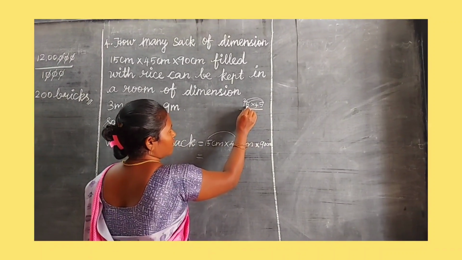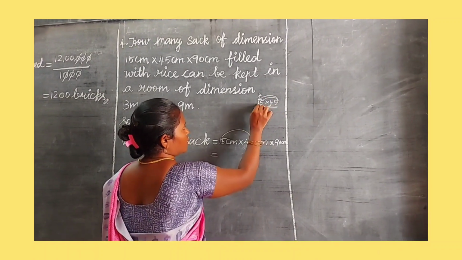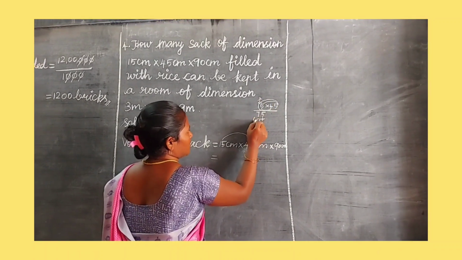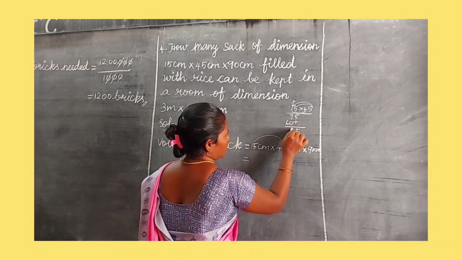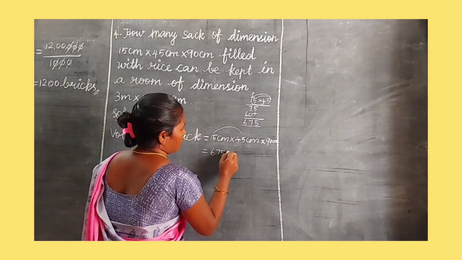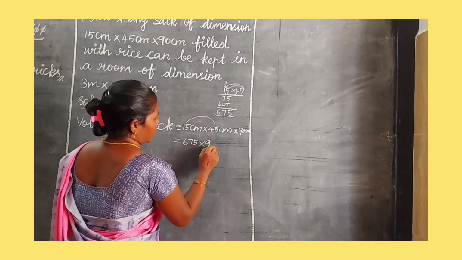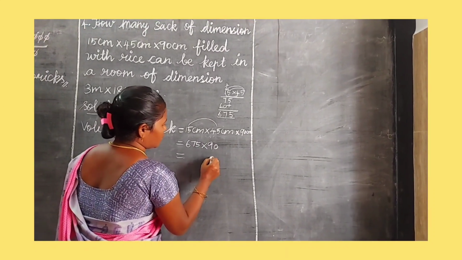4 into 5, 4 fives are 20, write 0, carry 2. 4 ones are 4, 4 plus 2 is 6. So we add the values: 5, 7 plus 0 gets 7, 6. So 675 into 90. How many zeros are there? Only one zero, so put 0.